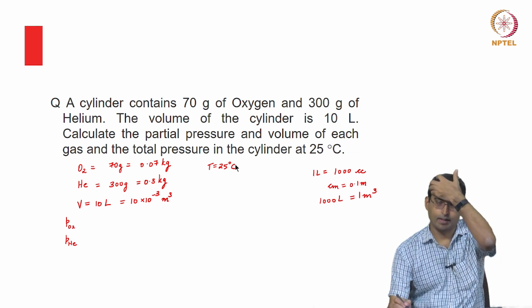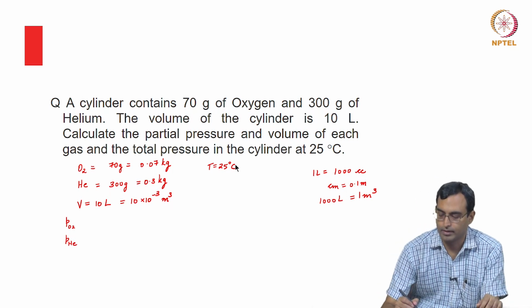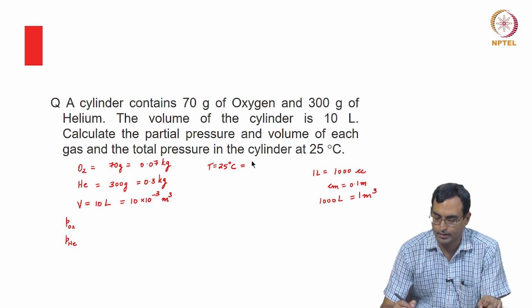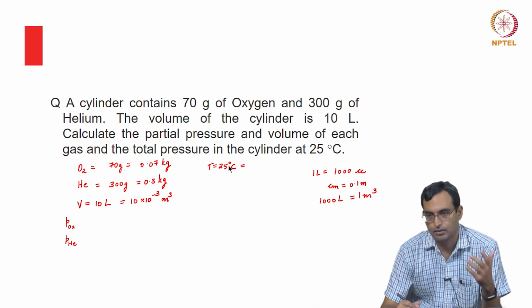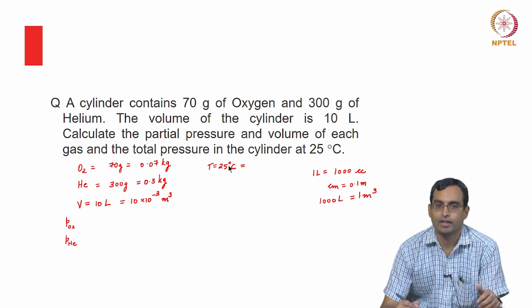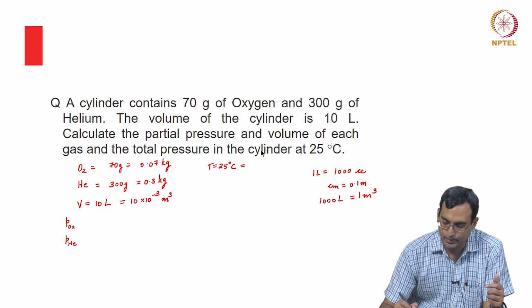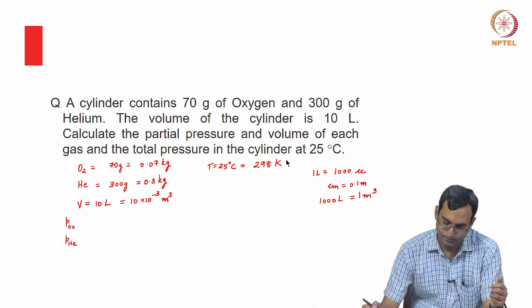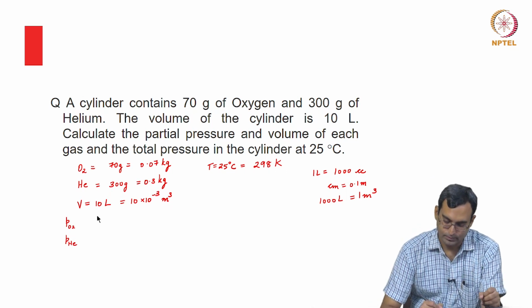Whenever we deal with ideal gases, we are often going to use the ideal gas law. So, it is useful to convert these into the Kelvin scale. So, this is 273 plus 25, 273.15 if we want to be very exact, but we will just use 273 for the time being. So, we get this as 298 Kelvin. So, we have this information.